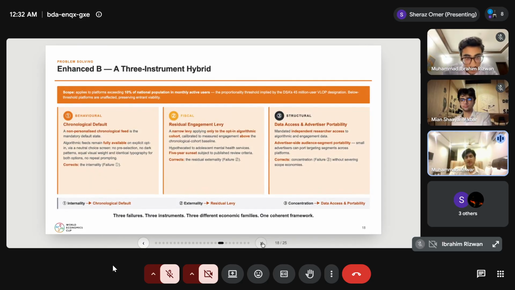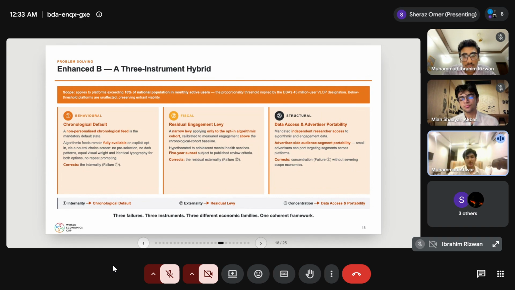Because option B alone is incomplete, the recommendation combines three instruments consistent with Tinbergen's rule. The chronological default addresses the internality. A narrow levy applied only to users who opt into the algorithmic feed and calibrated to measured engagement above the chronological baseline addresses the residual externality, and carries a 5-year sunset with independently audited metrics.